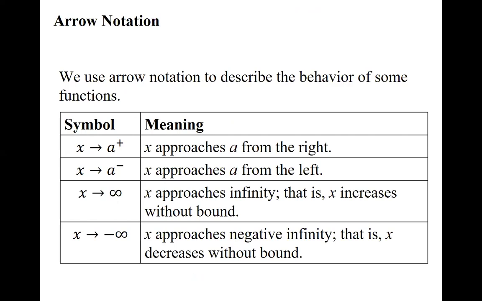Let's talk a little bit about arrow notation. We use arrow notation to describe the behavior of some functions. If we have x and then this arrow and then some value with a superscript plus, we read the arrow as approaches. And the superscript plus means from the right, from the positive direction. So this means x approaches a from the right.